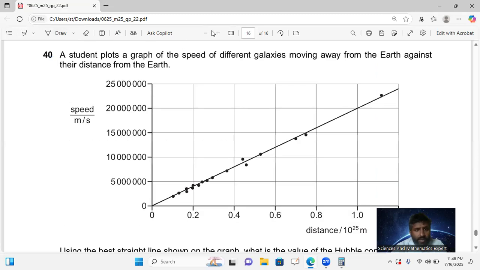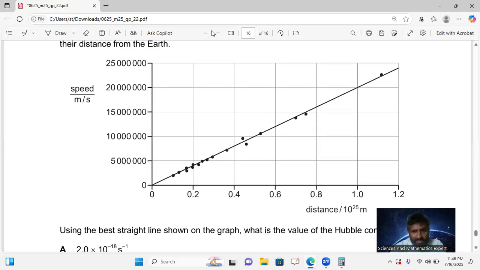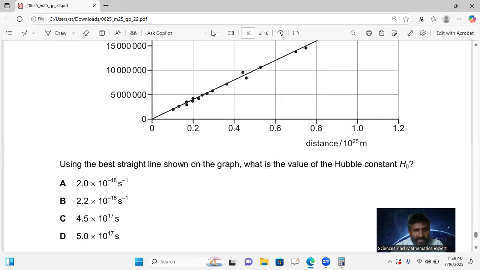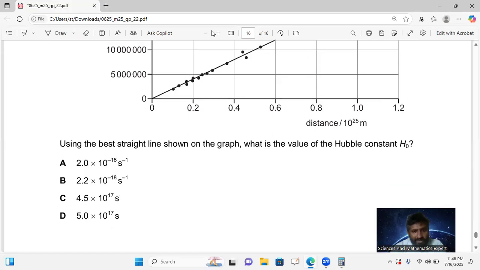A student plots a graph of different speeds of galaxies moving against their distances from the Earth. Distance is here and speed is here. Use the straight line to show the graph. What is the possible value of Hubble's constant? If you memorize that value exactly, it can be easily remembered that 2 multiplied by 10 to the power minus 18 should be fine. Otherwise, you can get the gradient from any 2 points, and you will get this value.